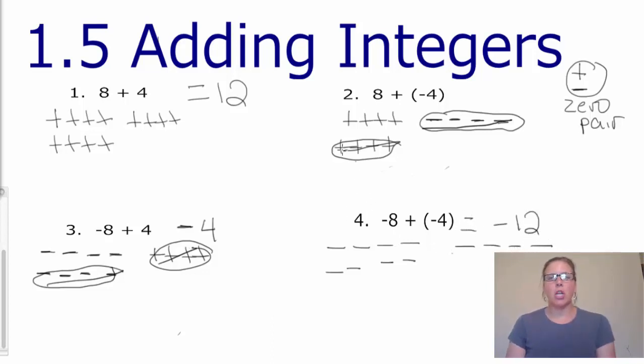I really want you to look at these and see if you can come up with a rule. Here we had 2 positives and our answer was a positive. Here we had a positive and a negative. Oh, I didn't ever do the answer here, did I? And the answer was a positive 4. Here we had a negative and a positive, and our answer was negative 4. And here we had 2 negatives, and our answer was negative. So I want you to see if you can come up with a rule. Are you really adding the numbers together? Are you really subtracting the numbers?